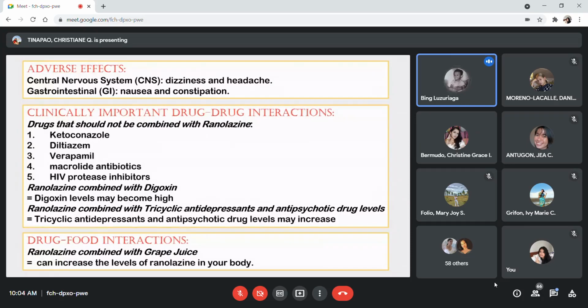Why? Because these are vasodilators, like verapamil, diltiazem, etc. If you use a vasodilator with another vasodilator, you will end up with hypotension. So they should not be used together with ranolazine.